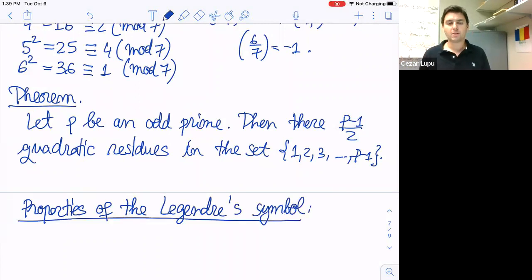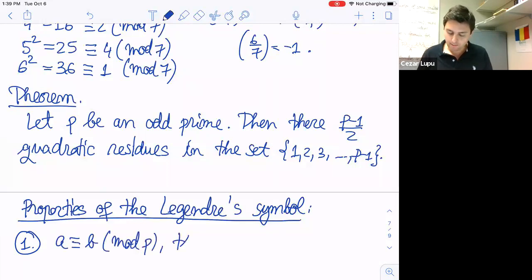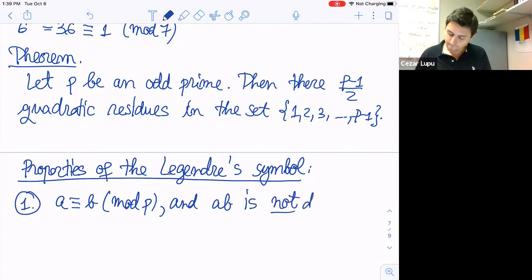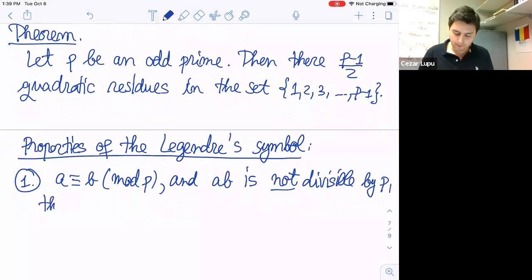All right. So we would like to see how we can operate with the Legendre symbol. Well, the first property is that if, let's say, A is congruent with B mod P, then the Legendre symbol, okay, I'd like to add something here, and AB, the product, is not divisible by P, then the Legendre symbol A by P is the same as the Legendre symbol B by P. So that's the first property.